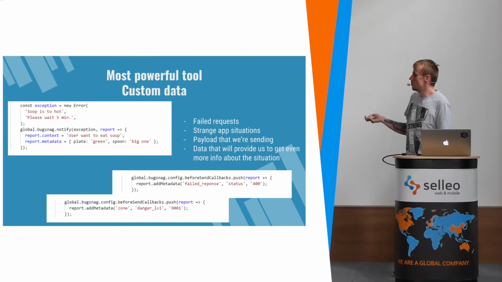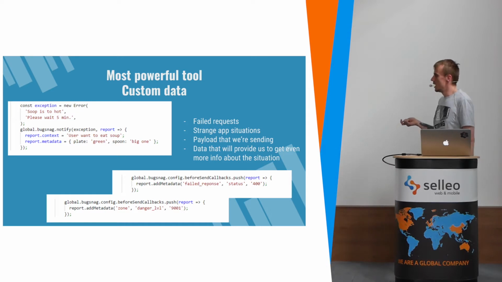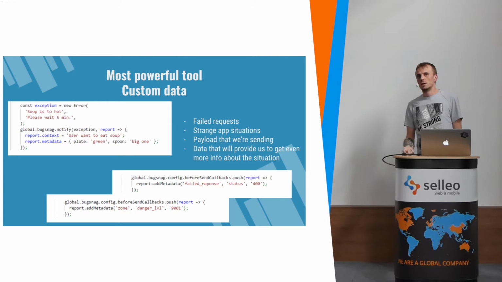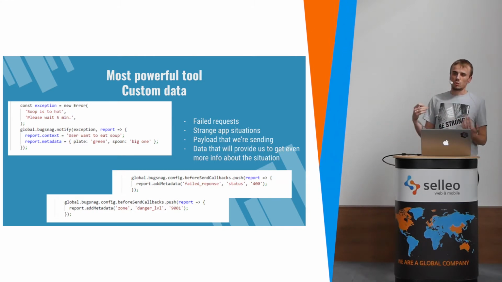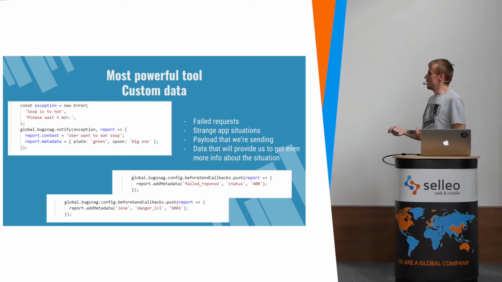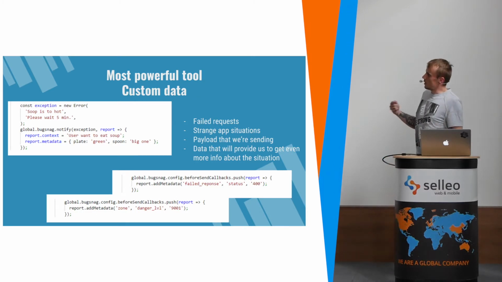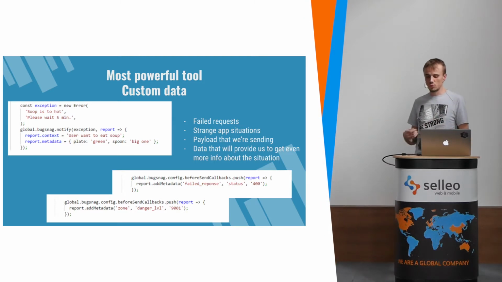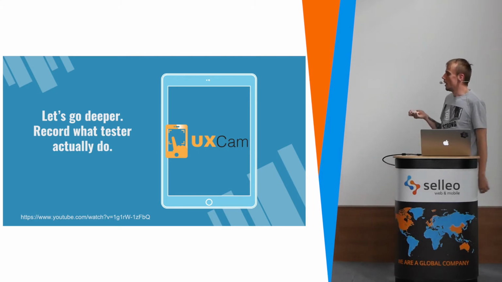You can add multiple callbacks to before send callbacks and manipulate them. So you can specify what kind of state was in the app, if the user was an admin, or you get, I don't know, cold weather, and you can send it. And if the user crashed, it will add this additional info to the report. Okay, but let's go deeper.